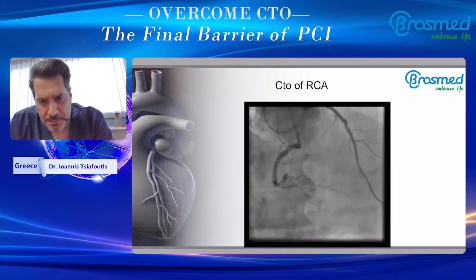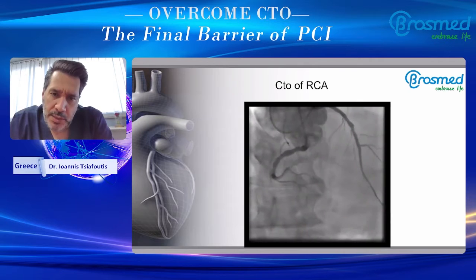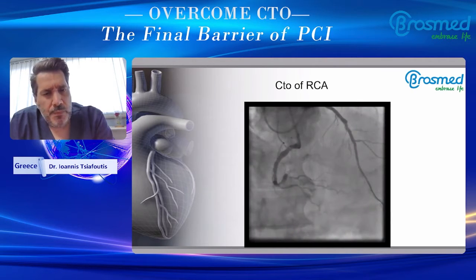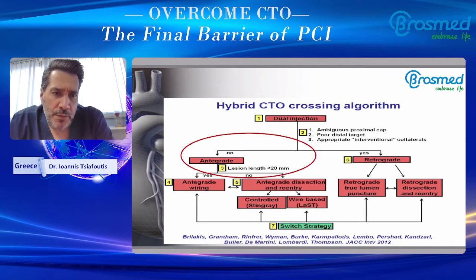He has a completely occluded distal RCA with not too good collaterals from the LAD. We see an outstanding LAD. And we decided to recanalize this chronic totally occluded RCA. According to the hybrid CTO crossing algorithm that we usually use to plan our procedures, and not having appropriate interventional collaterals, we decided first choice to be antegrade wire escalation, also as there was no long lesion length.